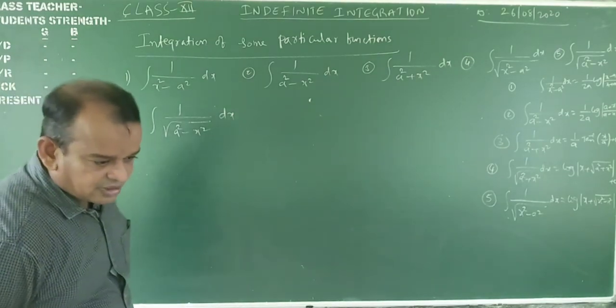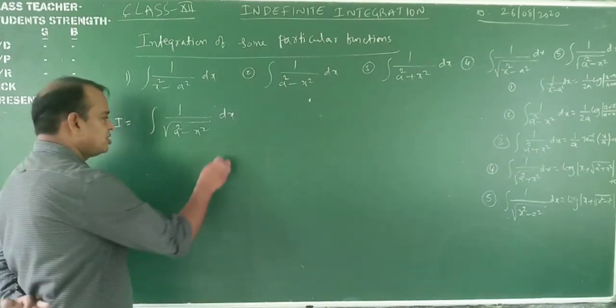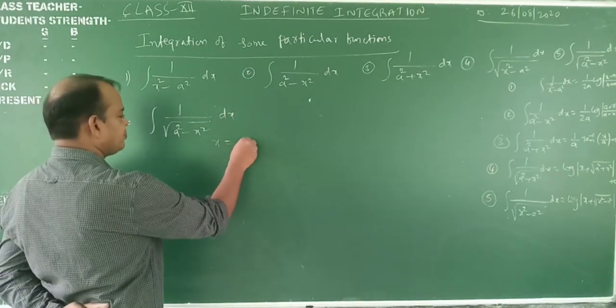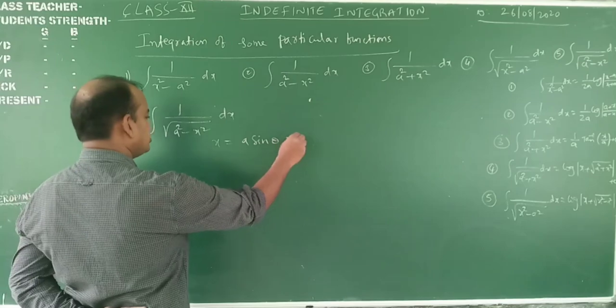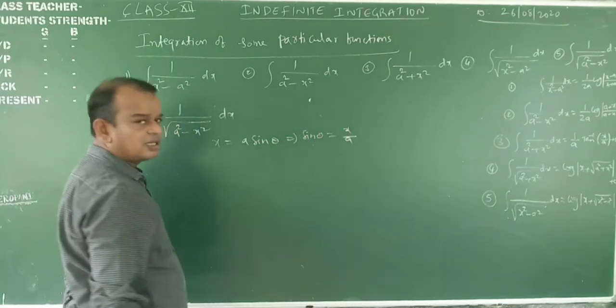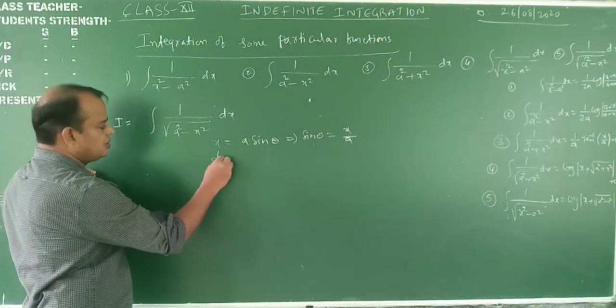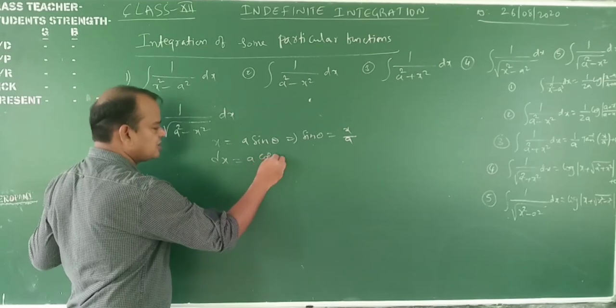Here it is the a square minus x square type. As we saw with the substitution method in differentiation, x is equal to a sin theta or a cos theta, whichever. Take x is equal to a sin theta. This implies sin theta equals x by a, and cos theta equals root over 1 minus sin square theta. Substitute dx is equal to a cos theta d theta.